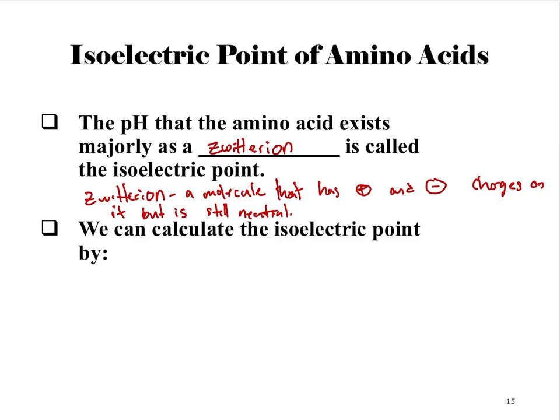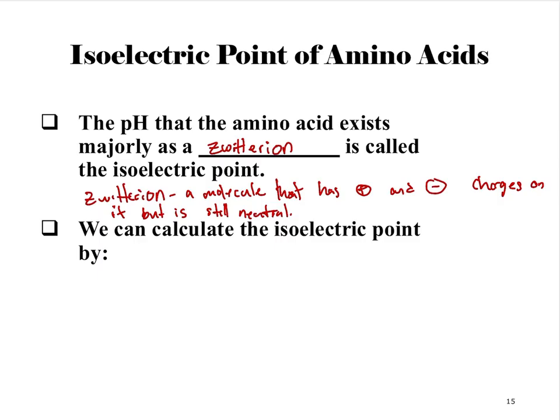It's a goofy sounding name, but it's just a molecule that is an ion, but the net charge is still 0 on it, even though it still has positive and negative charges on it. Basically, what it means is that you have enough positive and negative charges that they will cancel out with each other. And the isoelectric point is just the pH at which you're at the Zwitter ion form.